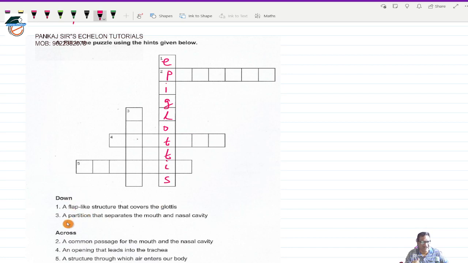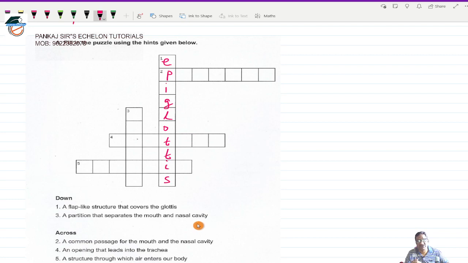Now let us go for 3 down. 3 down means I'll have to come from year to year. And the hint is a partition that separates the mouth and the nasal cavity. Now this also I have talked about in my concept lecture. There is a partition between the nasal cavity and the mouth cavity. And that partition is known as what?